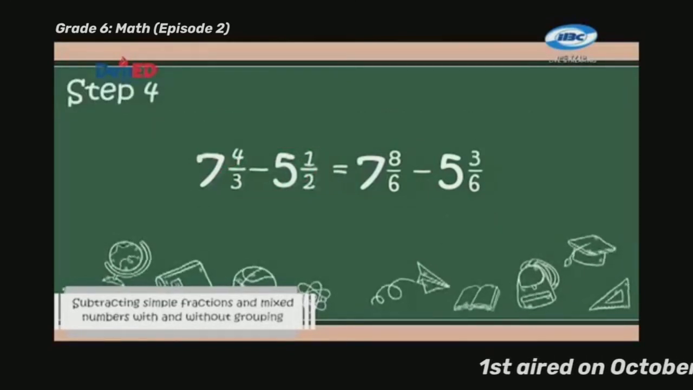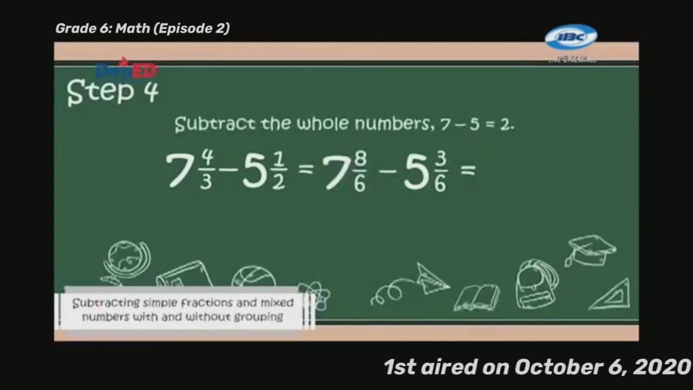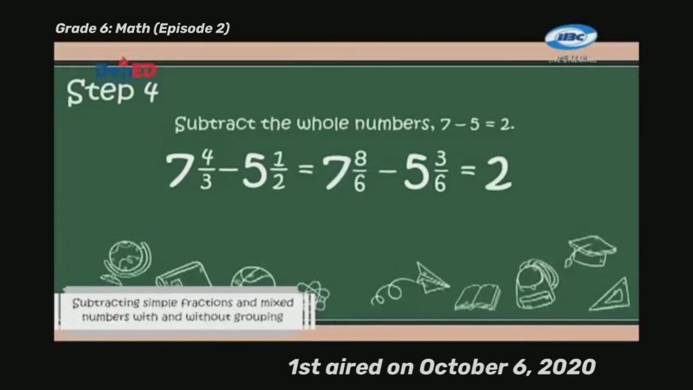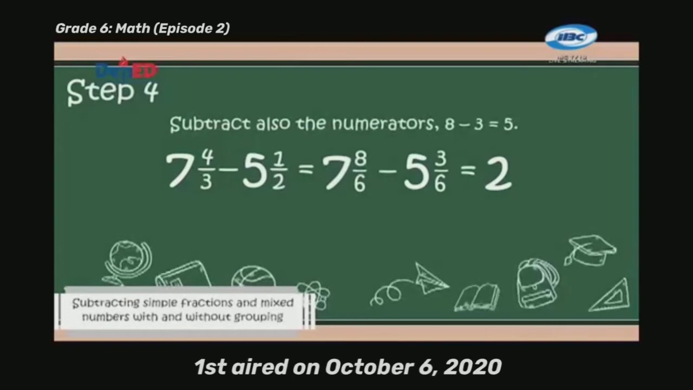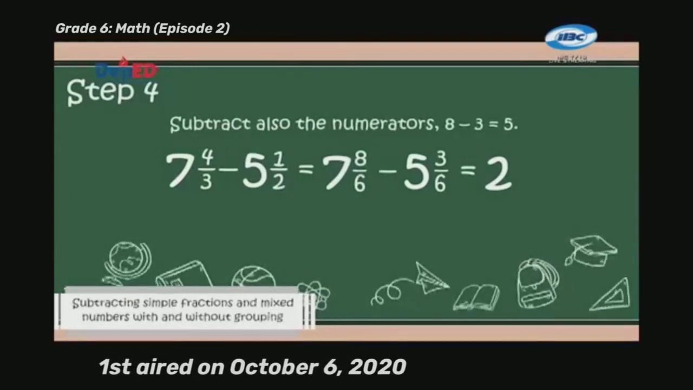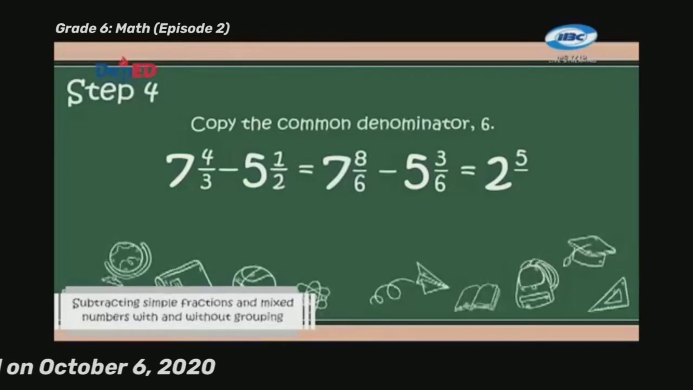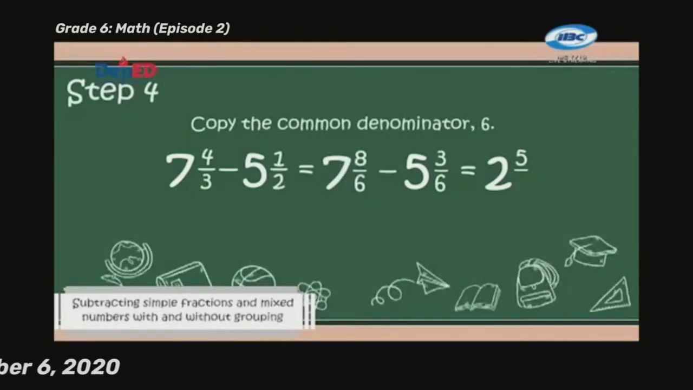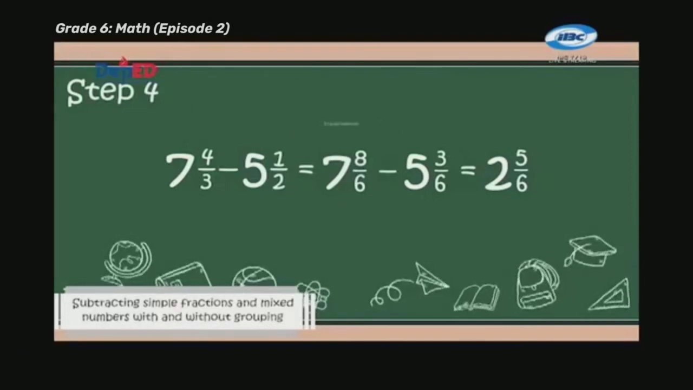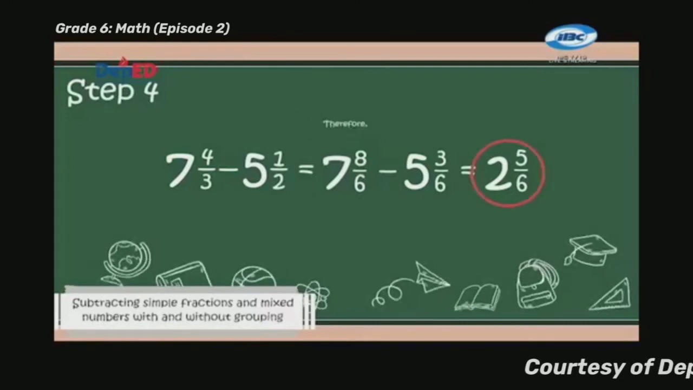Step 4. Subtract the whole numbers. 7 minus 5 equals 2. Subtract also the numerators. 8 minus 3 equals 5. And copy the common denominator, 6. So, we have 2 and 5/6. Is it already in lowest term? Yes. Therefore, 8 and 1/3 minus 5 and 1/2 equals 2 and 5/6.